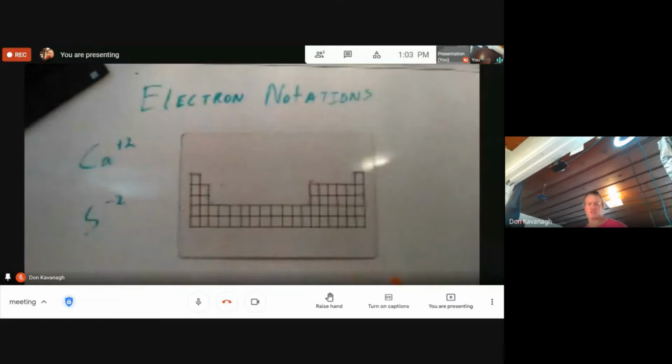Electron notations of ions, atoms that have a charge on them. Calcium +2, sulfur with a -2. Let's do the calcium first.